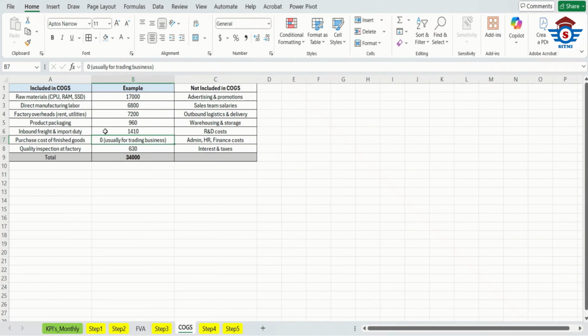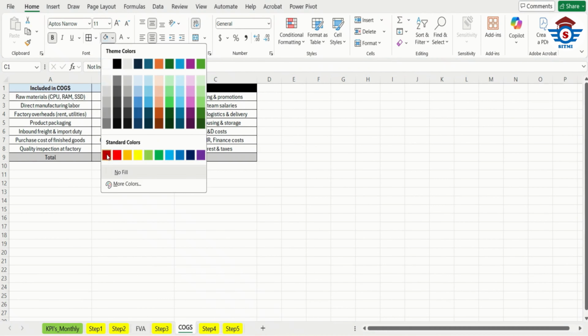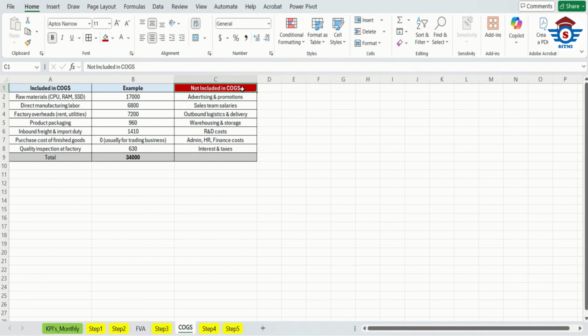Finally, the inspection of products at the factory. So let's assume $630 is the inspection cost, and when we sum all these costs, our cost of goods sold is $34,000. Now, on the right side, you will understand what are the different costs that are not part of cost of goods sold.